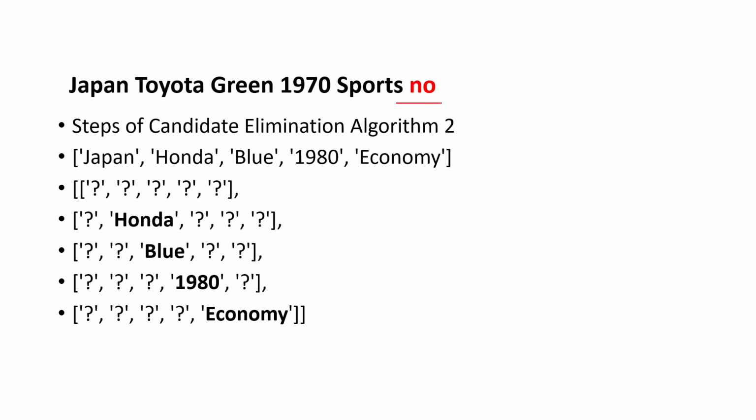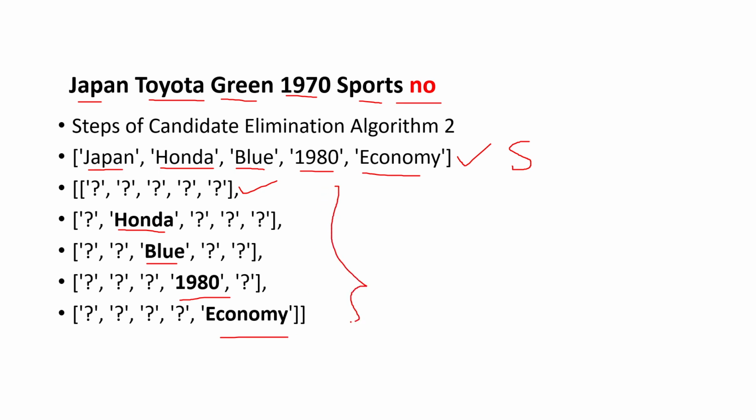For the second example, there is no need to modify specific here, though there is a change. Earlier it was Japan, now also Japan, so no need to modify. Earlier it was Honda, now it is Toyota. So write Honda here, one parameter at a time. Blue changed to green, modified. 1980 modified to 1970, write it. Economy changed to sports, write it. So these are all the hypotheses for general. This is the specific one.